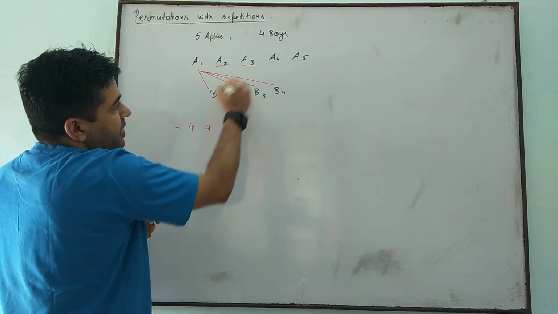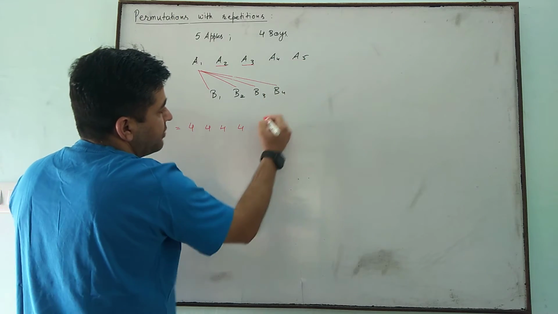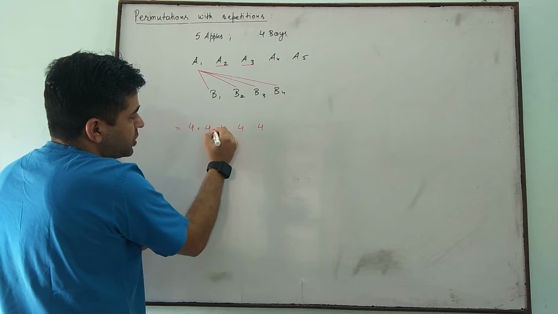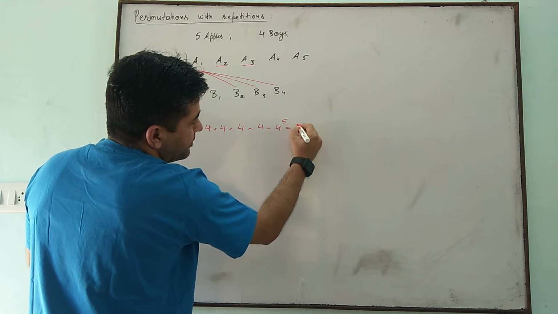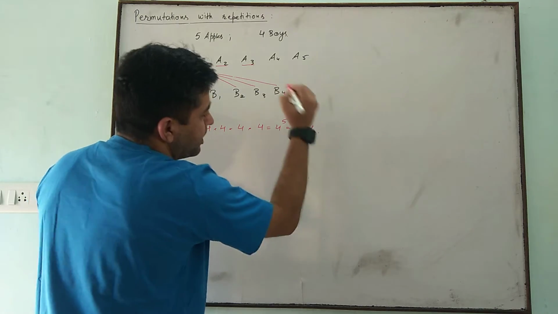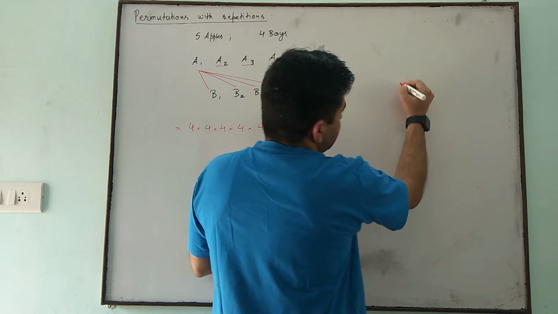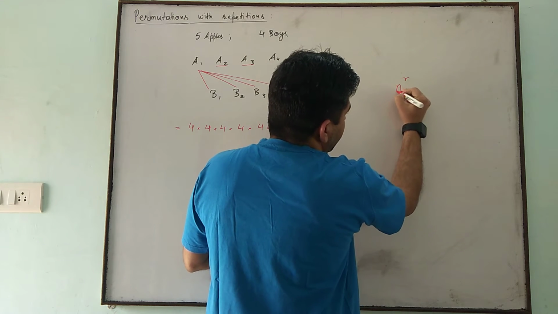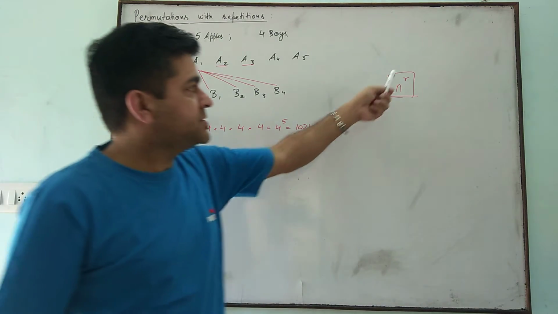Apple 3 again in 4 ways. Apple 4 again in 4 ways. Apple 5 again in 4 ways. So the total number of ways is 4 to the power 5. So the concept is n to the power r, where n is the total number of objects, taken r at a time.